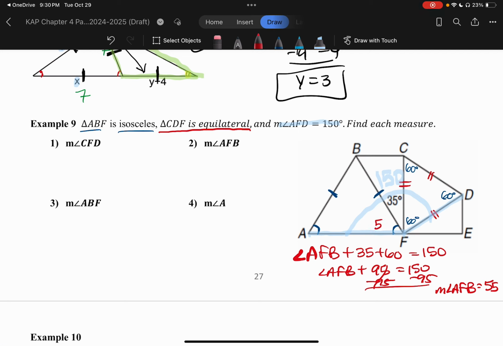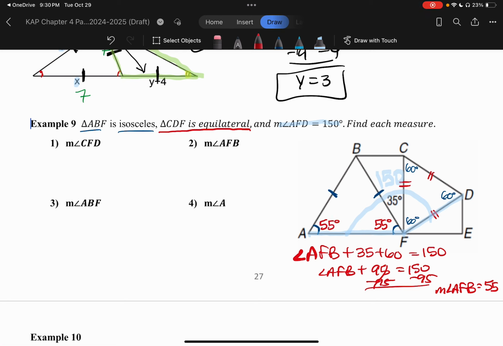So that would mean that this missing angle right here is 55 degrees. Okay, and because we marked in the first triangle on the very left, triangle ABF, we know it's isosceles because of the two sides that were marked congruent. We marked the base angles congruent, so that would mean this angle over here to the left would also be 55.